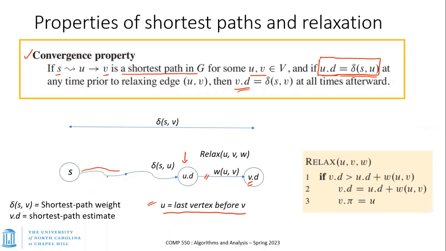Which is a little different from what you said. You said that S through U is the shortest path, and then from U to V is an edge. But you didn't start with the assumption that S through V is going through U. So U is the last vertex in the shortest path. Do you understand the difference?